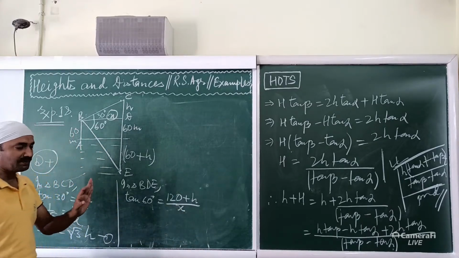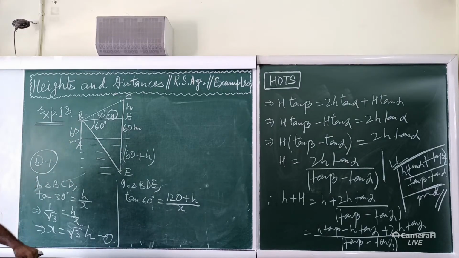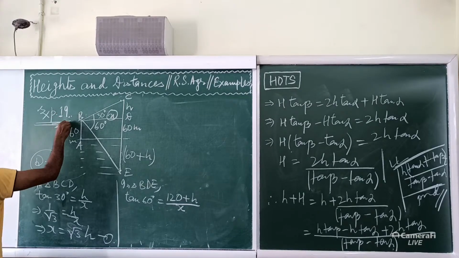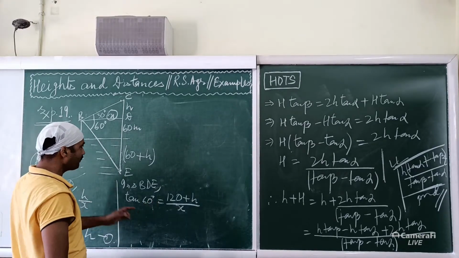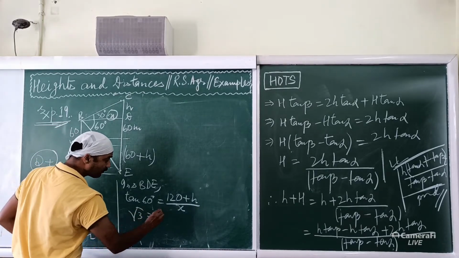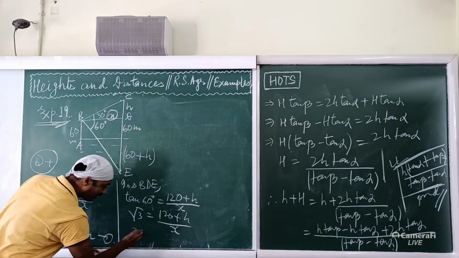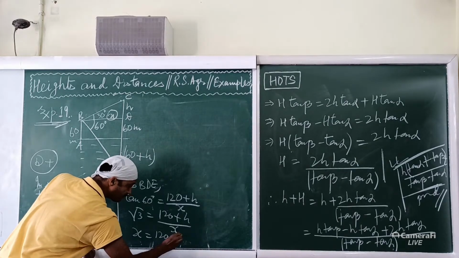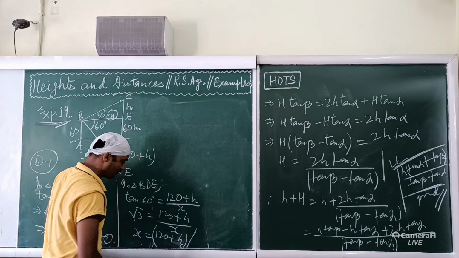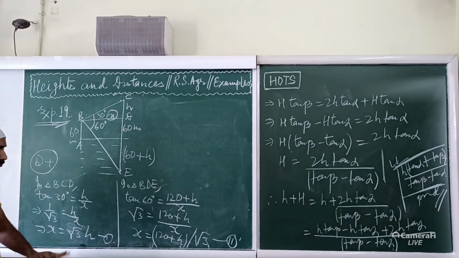This question is being solved in the same manner as earlier. Earlier we were doing number 19, not 18; that question was 18. This is example 19. See, tan 60, in place of this value put root 3, equals 120 plus h by x. Then again we have x equals 120 plus h by root 3. This is relation number 2, and here it is 1.